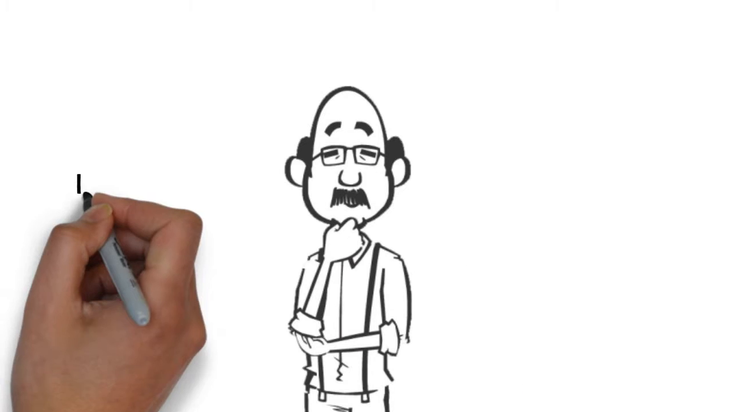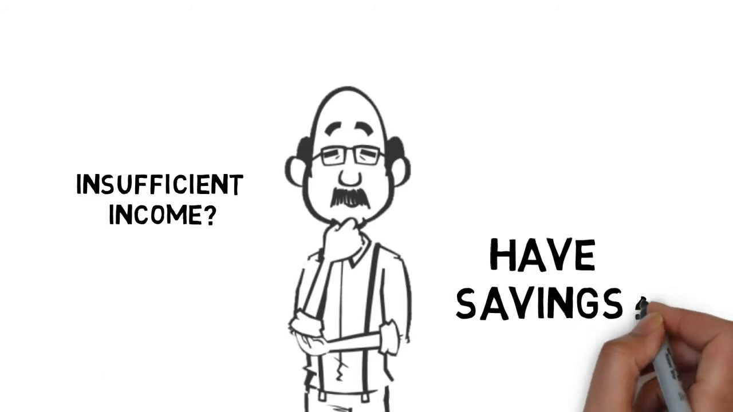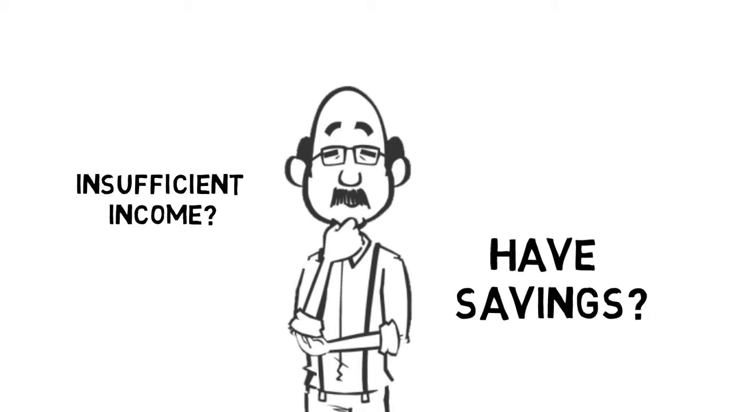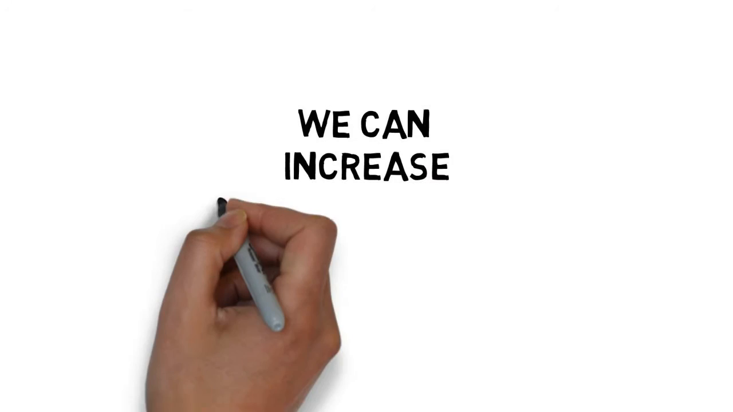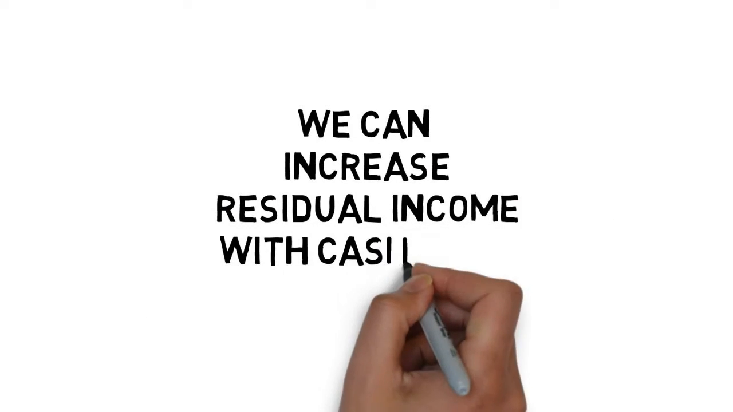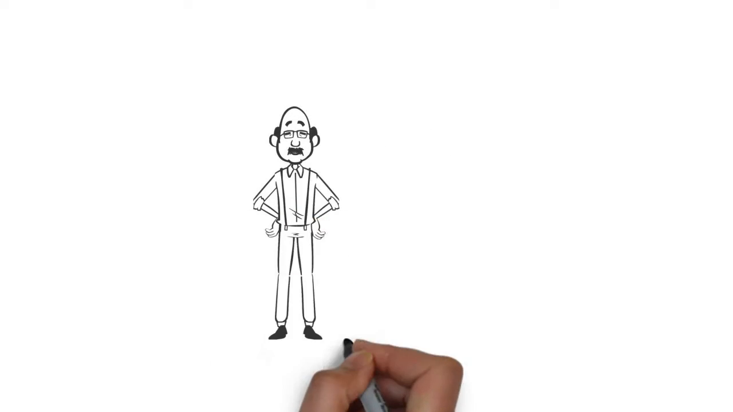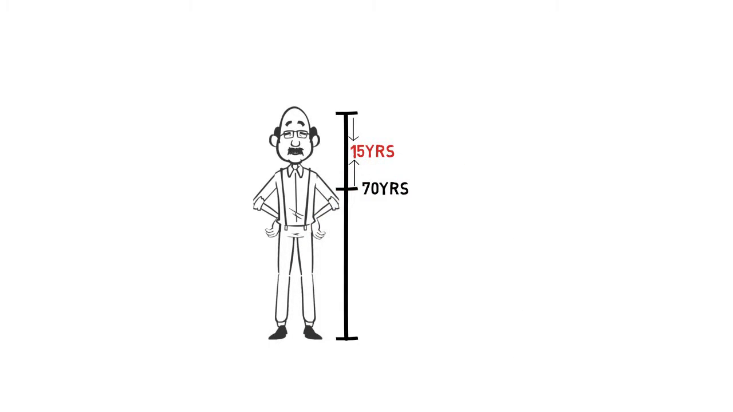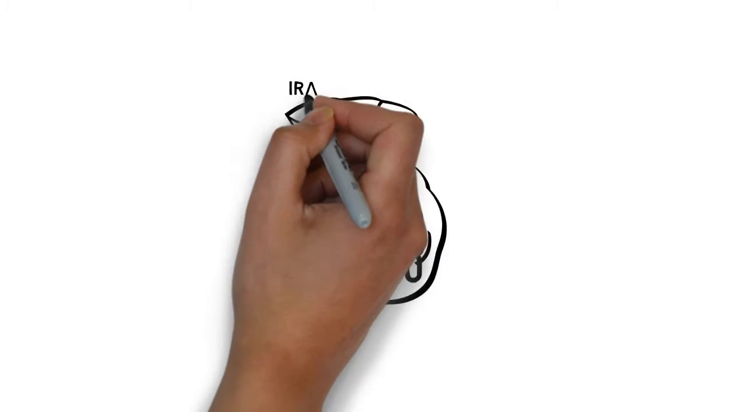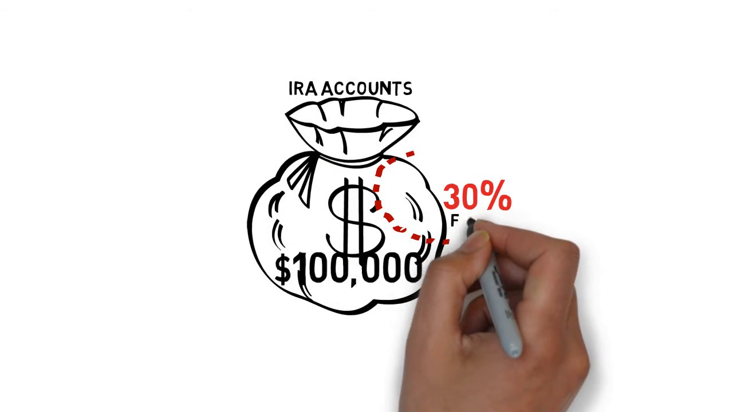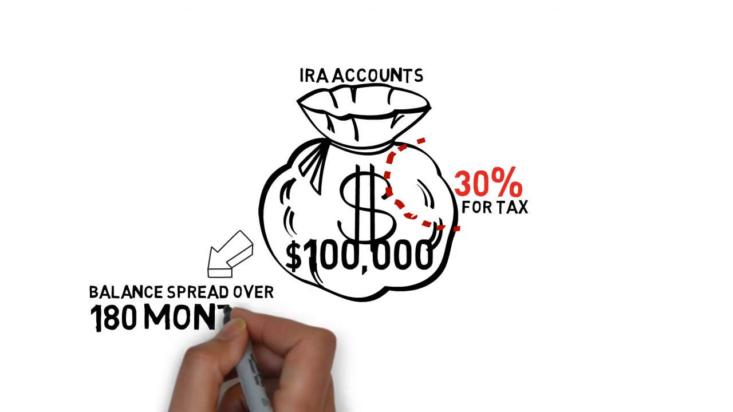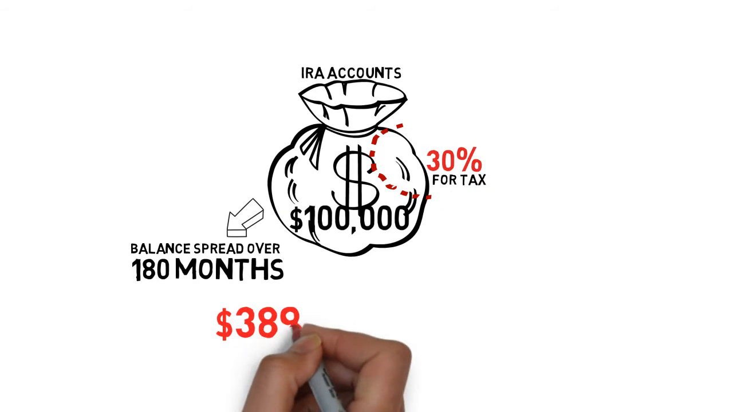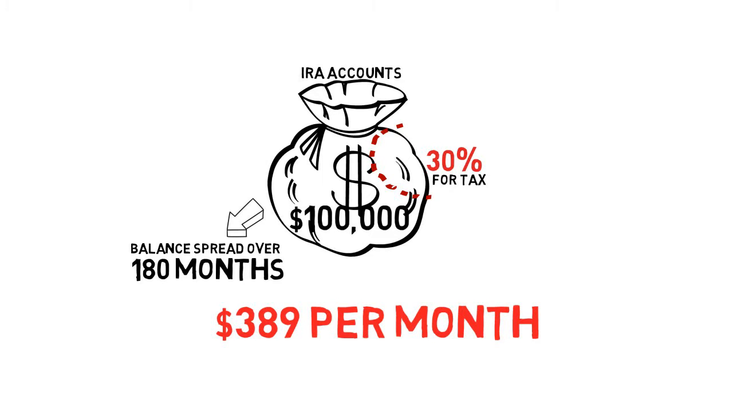If you do not have sufficient income, do you have any savings? You can use those savings to add to the monthly income. We spread those savings, which are after tax, if the savings are in retirement accounts, across the estimated remaining life of the youngest borrower, and add that cash flow to monthly residual income. For example, if you're 70 years old, we expect you will live another 15 years on average. If you had $100,000 in IRA accounts, we would deduct 30% for tax and spread the balance over 180 months. Which results in $389 per month as a credit to the residual income requirement.